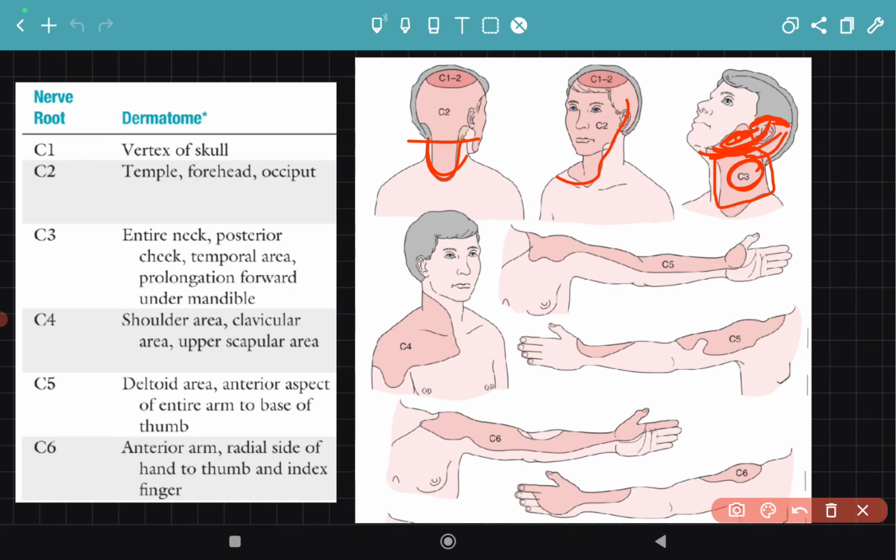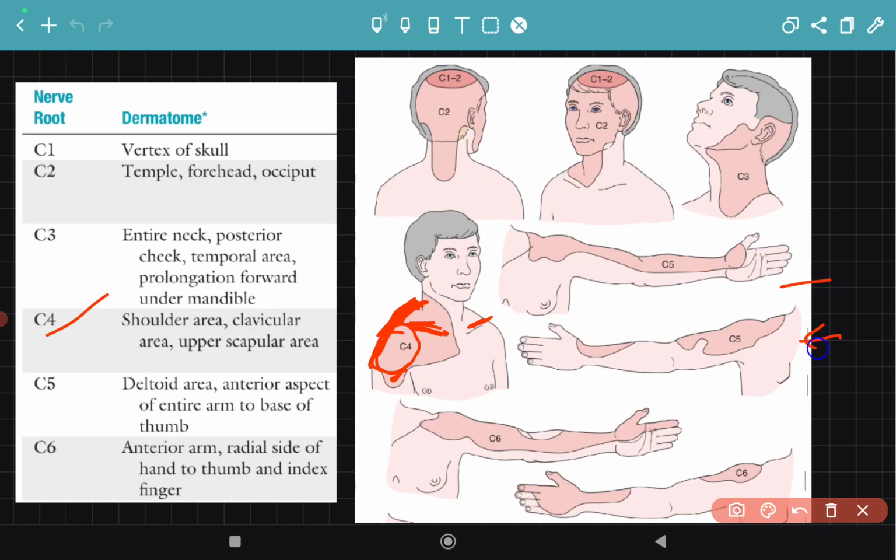So this forms C3 dermatome. It is clear. Then coming to C4, there is this shoulder area, clavicular area can be seen bilaterally, we have to assume. So clavicular area and then upper scapular area. The posterior part is not shown over here clearly, but the upper scapular area. So this forms C4. Now next will be C5.